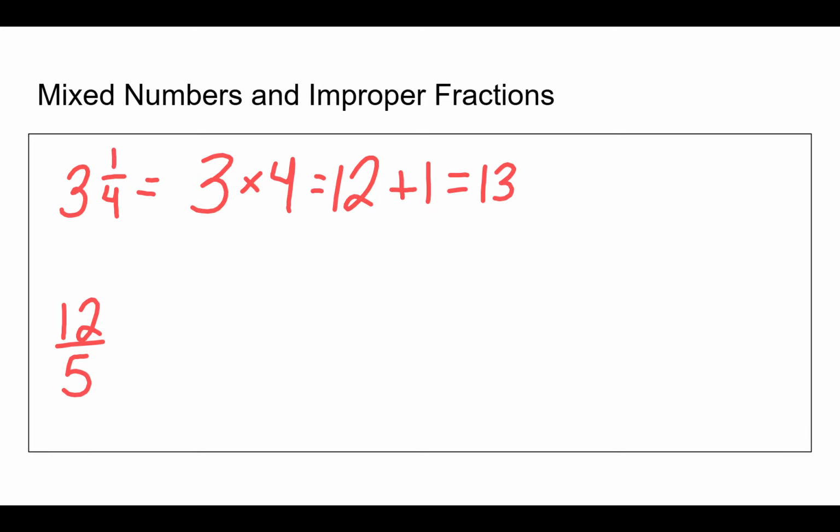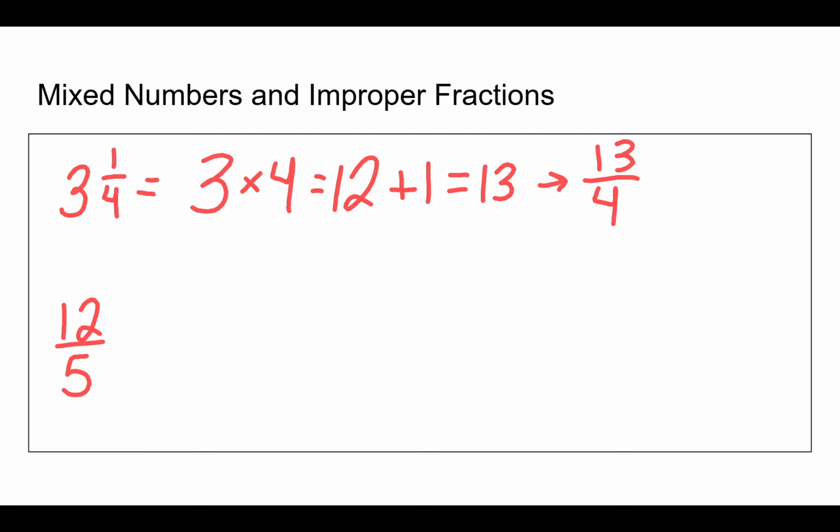When I multiply my whole number by the denominator and then add the numerator, I'm creating my new numerator for my improper fraction. So now my improper fraction is going to have 13 on top. The number that goes on bottom will match the fraction in my mixed number. So I'm still going to have a 4 in the bottom, and that is my improper fraction.